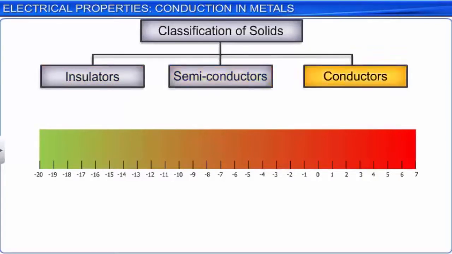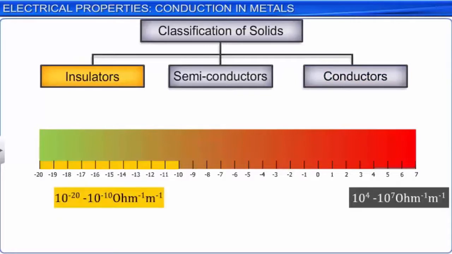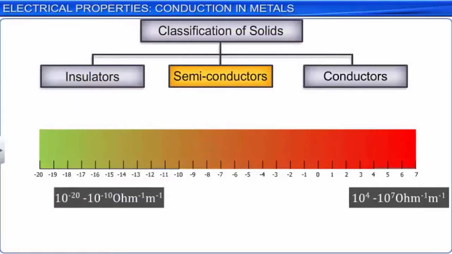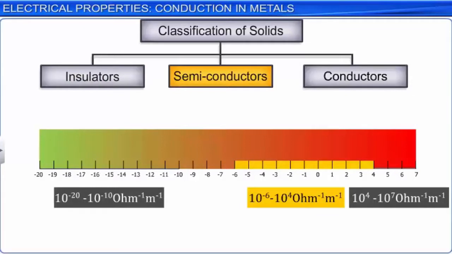Conductors have extremely high conductivity values, ranging from 10^4 to 10^7 ohm inverse meter inverse. Insulators have extremely low conductivities, ranging between 10^-20 and 10^-10 ohm inverse meter inverse. Semiconductors have conductivities in the intermediate range, from 10^-6 to 10^4 ohm inverse meter inverse.